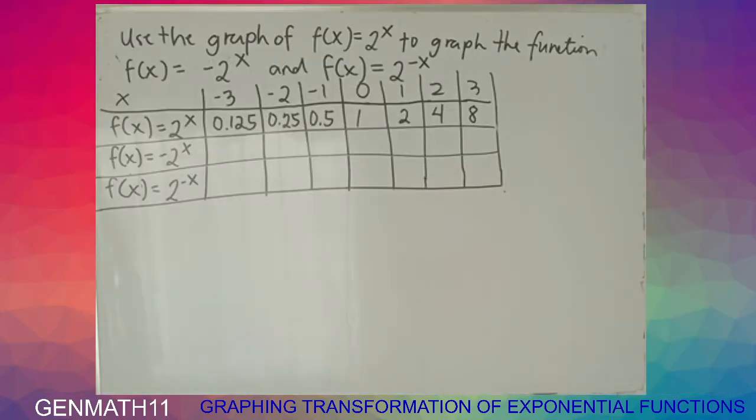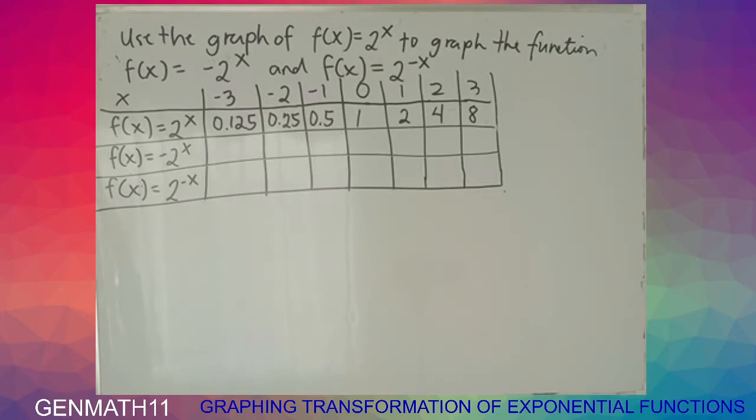So, nakalagay na dito sa ating board yung ating given na function na f of x is equals to 2 to the x power, f of x is equals to negative 2 raised to x power, and f of x is equals to 2 to the negative x power. So, yung given natin kanina is y. So, ginawa ko na lang siyang f of x para mag-jive siya sa functions. Okay? Para hindi kayo malito. So, gawin na lang natin siyang f of x sa halip na y.